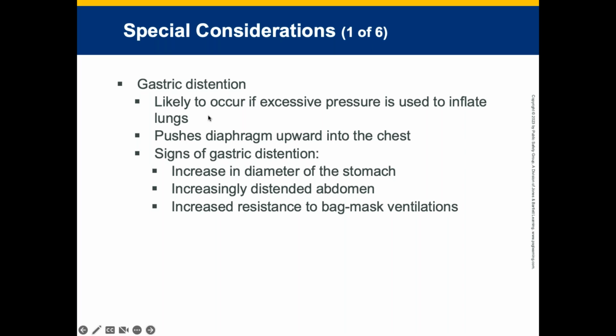Other considerations would be gastric distension, which is likely to occur if excessive pressure is used to inflate the lungs. Right, then it has to go somewhere else. If the lungs are already hyperinflated, then it will start going down the esophagus into the stomach, causing gastric distension, which then pushes the diaphragm upward into the chest, making it more difficult to ventilate. Some signs of gastric distension would be an increase in diameter of the stomach, an increasingly distended abdomen, or increased resistance in bag mask ventilation. So, things to look for.